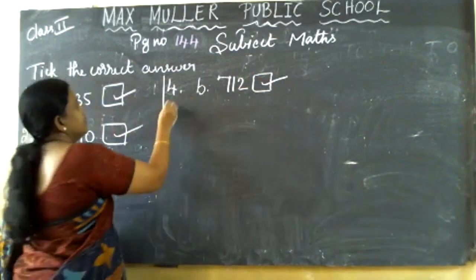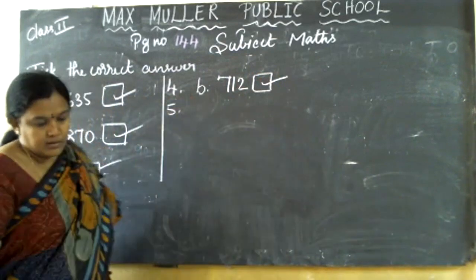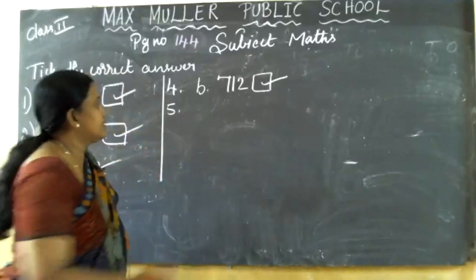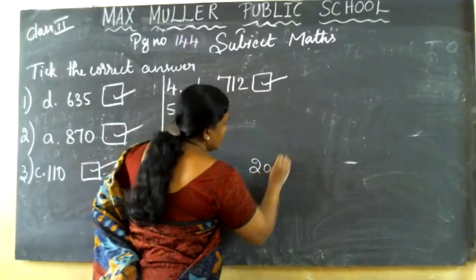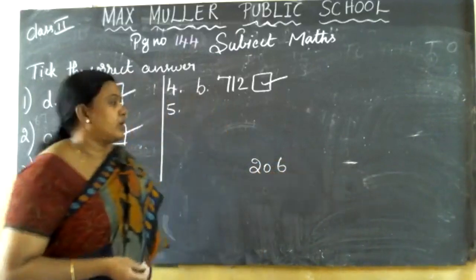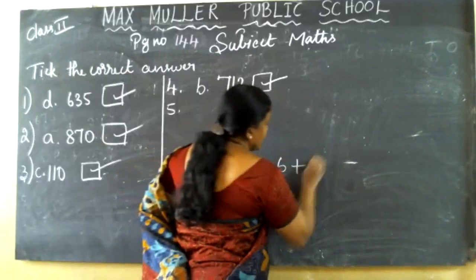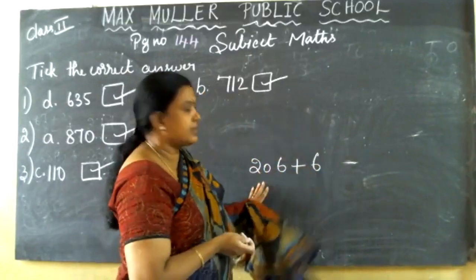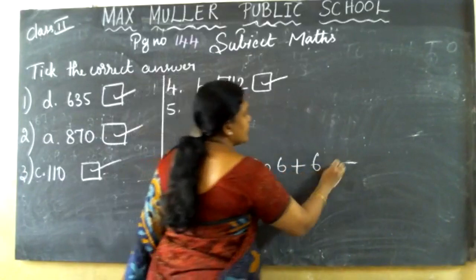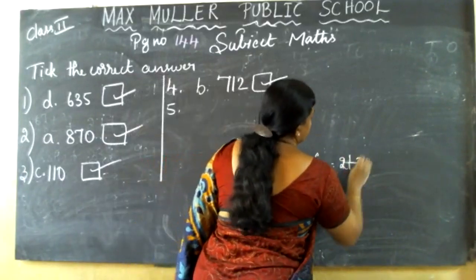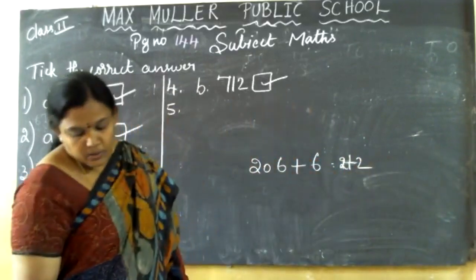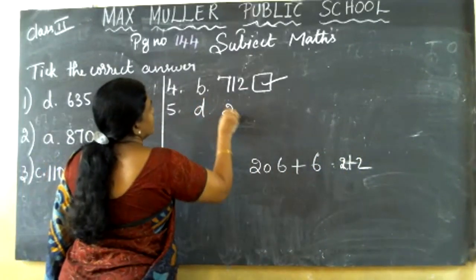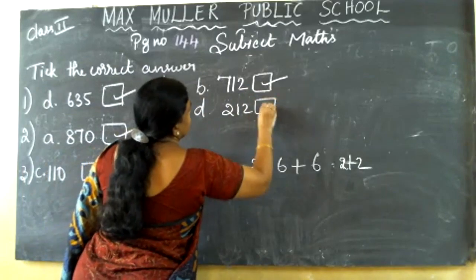Fifth one, which number is 6 more than 206? See, for 206, to get 6 more, you want to plus 6. You want to add 6. 6 more means you want to add 6. For 206, if you add 6, you will get 212. What is the answer? 212. D, 212 is the correct answer.